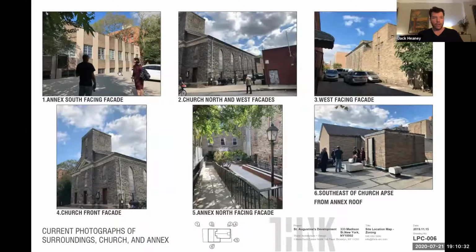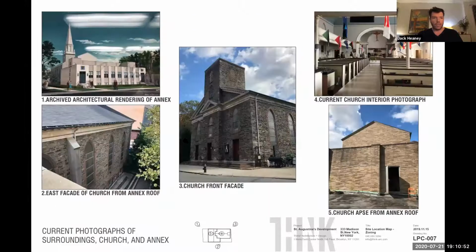Here are some on-the-ground photos. This is the annex building, and a picture of the historic church. You can see those Gothic arch windows. Here's a picture of the church facade. This is an ADA accessible courtyard that we'll be preserving and enhancing to connect the old church to the new development. Again, some more context photos. Here's a picture of the interior.